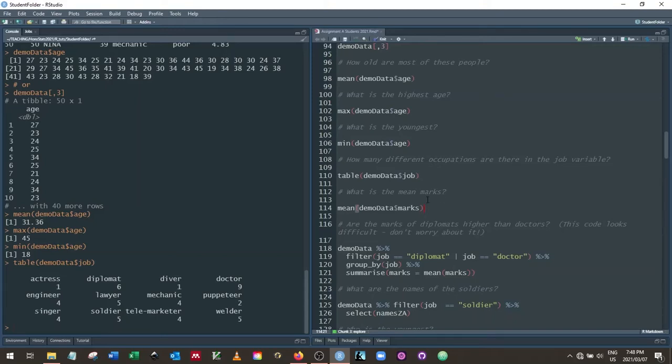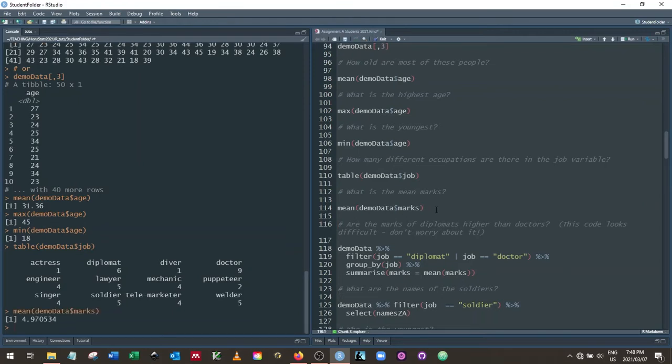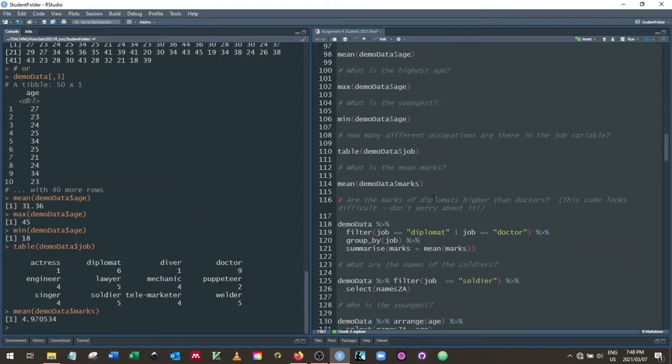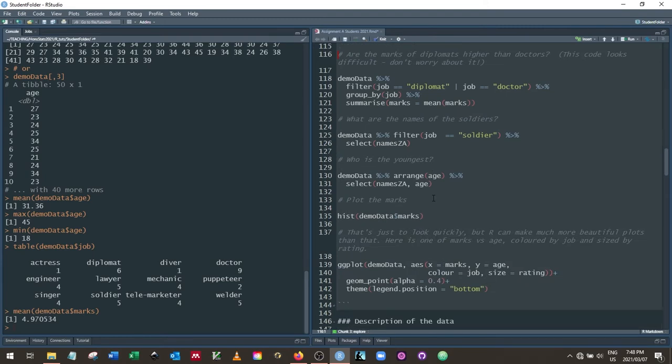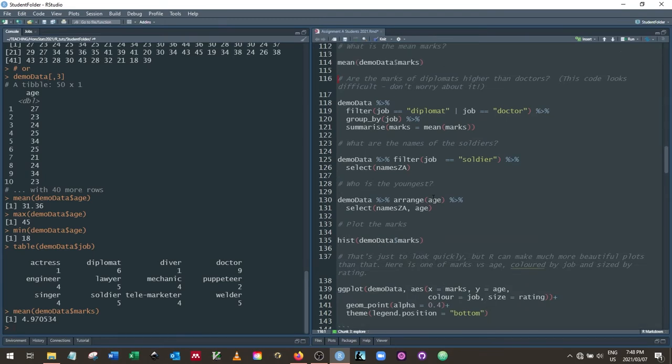What is the mean marks? So this is another column in your data, and there we're just calculating what the mean marks are. You can ask much more interesting questions, obviously, because that's why we analyze data in the first place. We want to look at interesting associations and interesting observations.